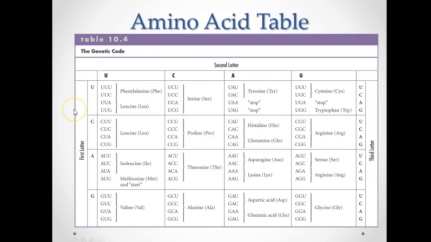So here's our amino acid table. And the way that you read this, which is very important because you're going to need to know how to do this, you find the first letter of the codon on the left, you move to the second letter, which is here on the top, and then the third letter is going to be here on the right.